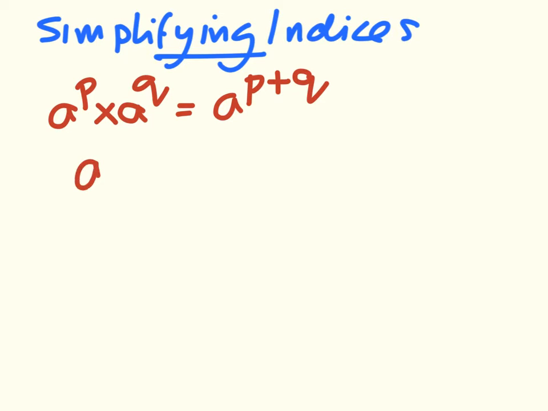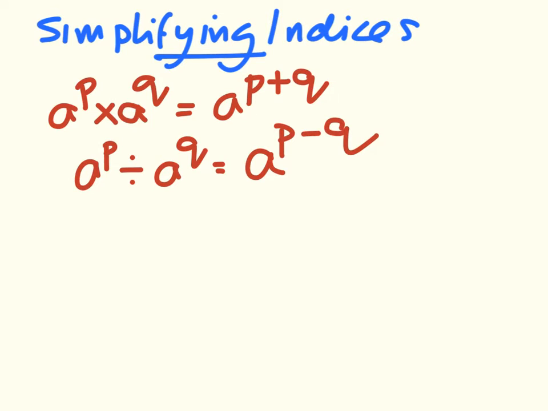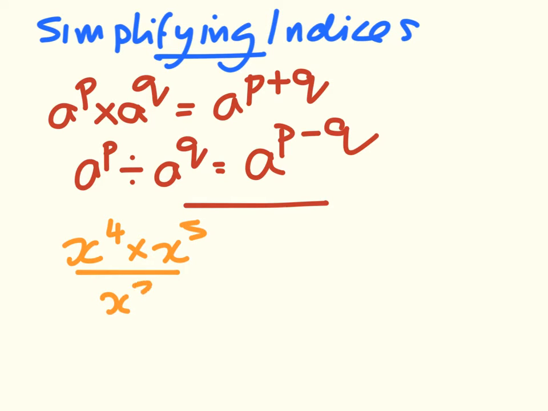And any number to the power p divided by any number to the power q is any number to the power p minus q. So there are basically two types of examples. One type is x to the power 4 times x to the power 5 divided by x to the power 2.